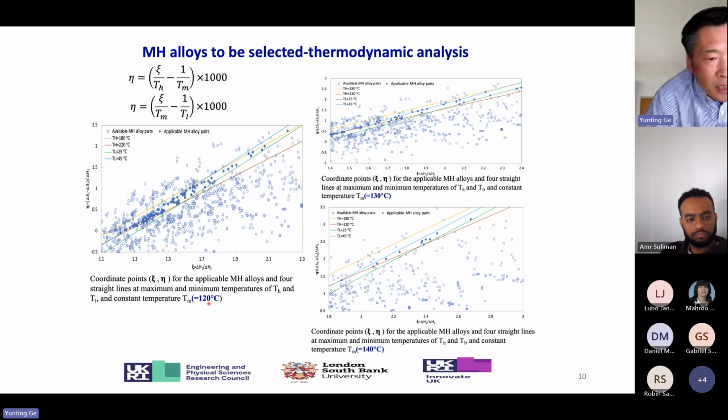If we have a constant 120 degrees C for the heat output Tm, we know Th has a range from 180 to 220. For each temperature, for example 180, we can draw a line, the yellow line here. If we have 220, that is a purple line. That is a brown line. You can draw another line here.